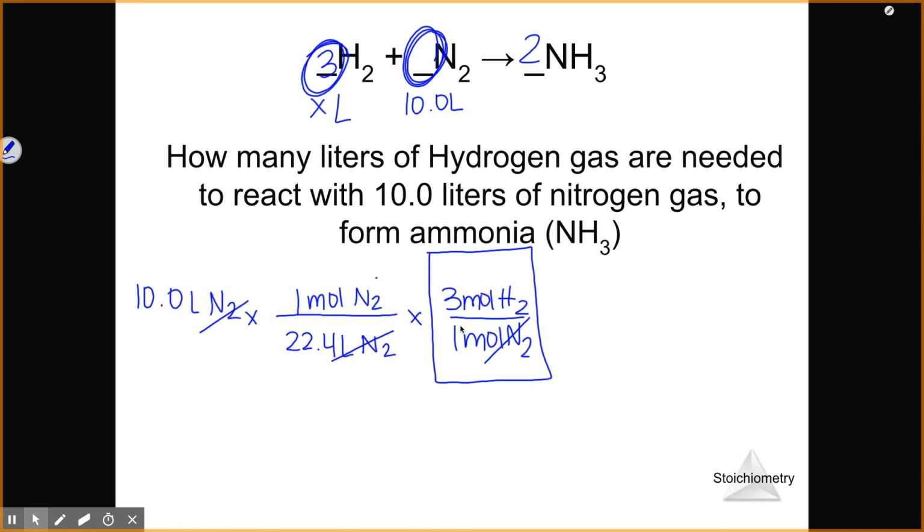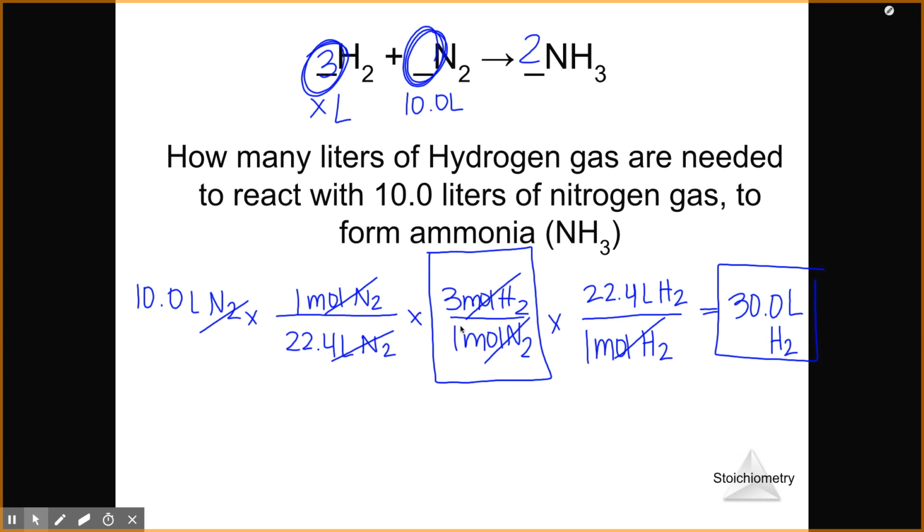So moles of N2 cancel, and now I'm left in moles of hydrogen, but I want liters. So for every 1 mole of hydrogen, I need 22.4 liters of hydrogen. And that cancels my moles and gets me to liters. So the answer for this one is going to be 30.0 liters of H2.